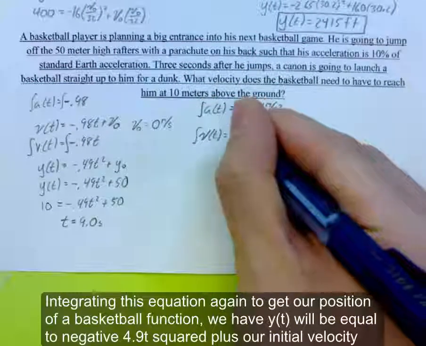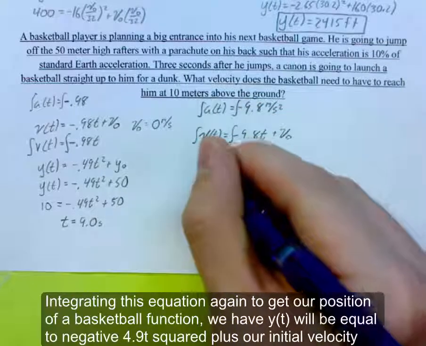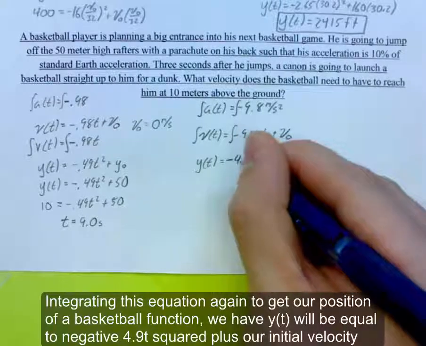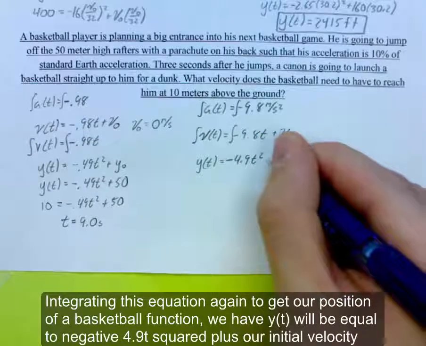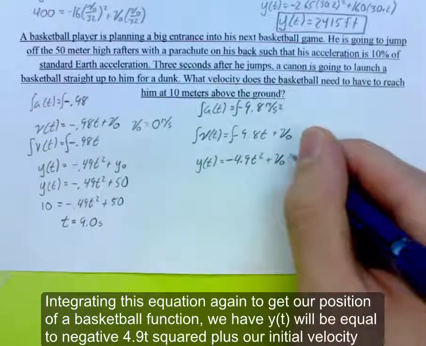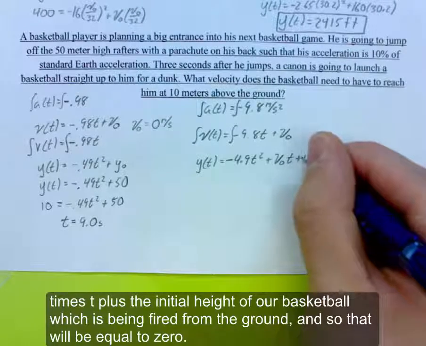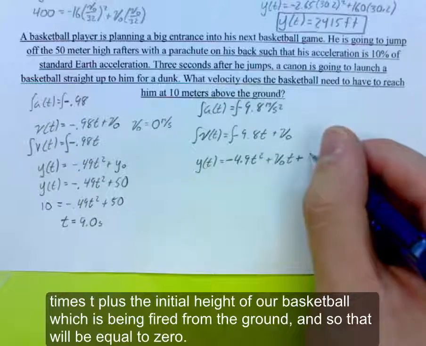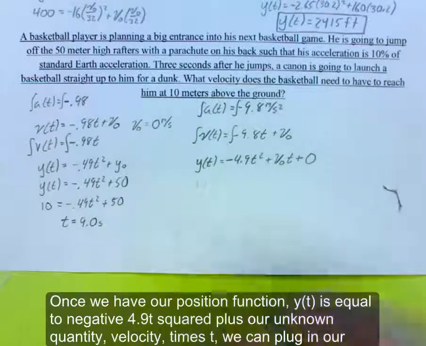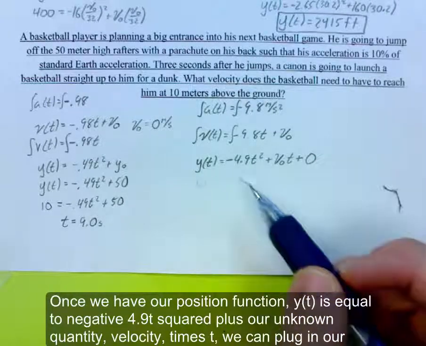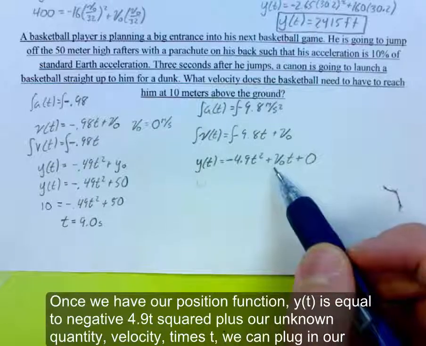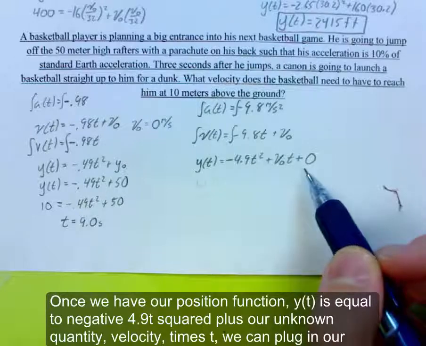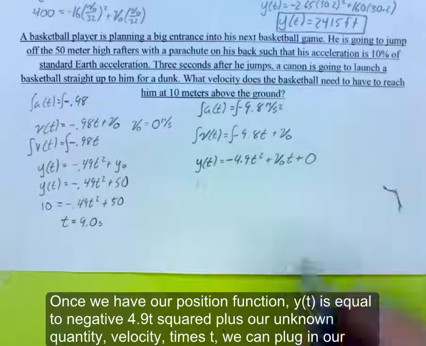Integrating this equation again to get our position function of the basketball, we have y of t will be equal to negative 4.9 t squared plus our initial velocity times t plus the initial height of our basketball, which is being fired from the ground, and so that will be equal to 0. Once we have our position function, y of t is equal to negative 4.9 t squared plus our unknown quantity velocity times t, we can plug in our known conditions.